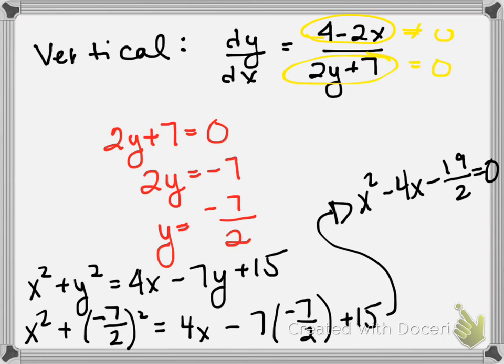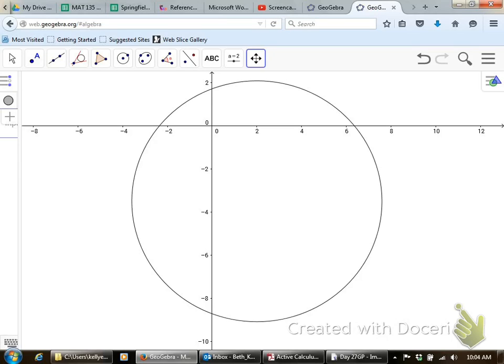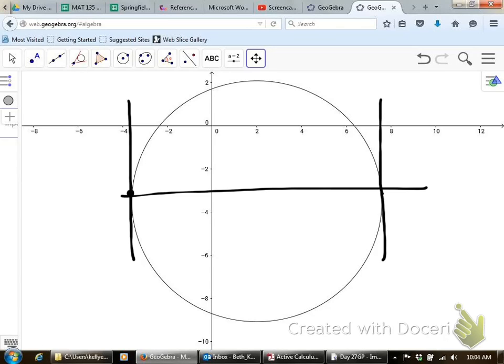Okay, and if we go back and look at our graph, we have this place right here, this place right here, and this place right here. Those are when y equals negative 3 halves, and that gives us that x value and that x value. Okay. All right, so look forward to a lot more implicit differentiation in class.